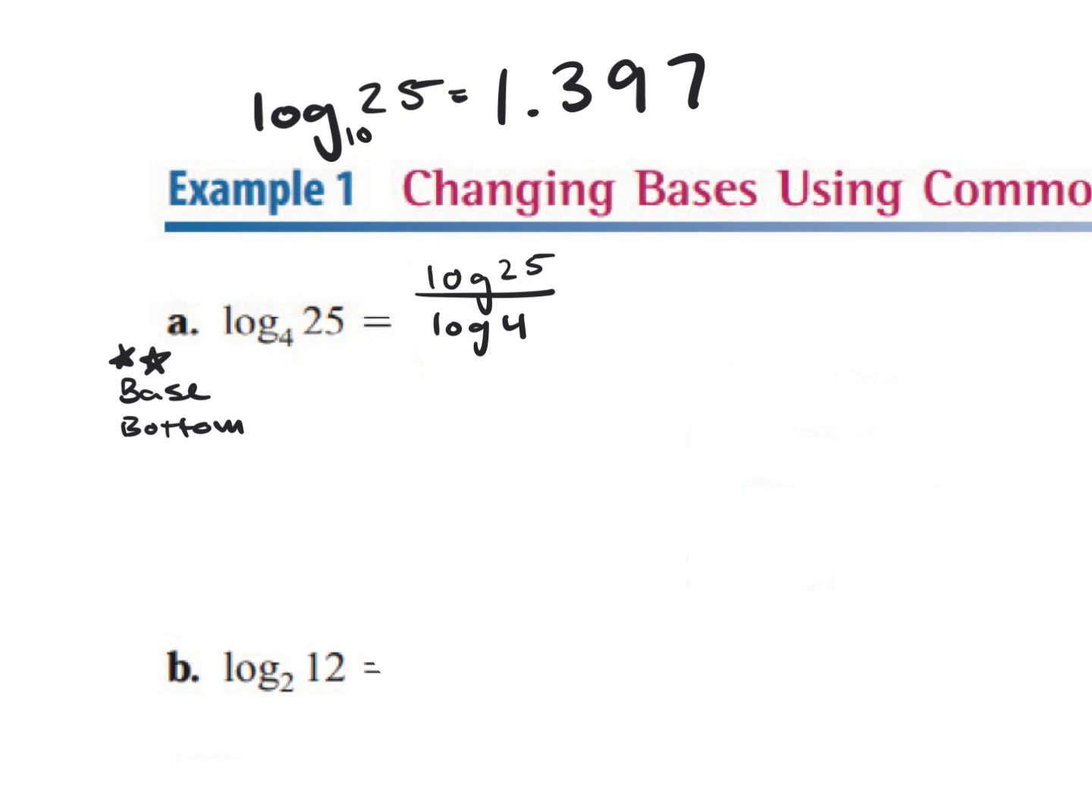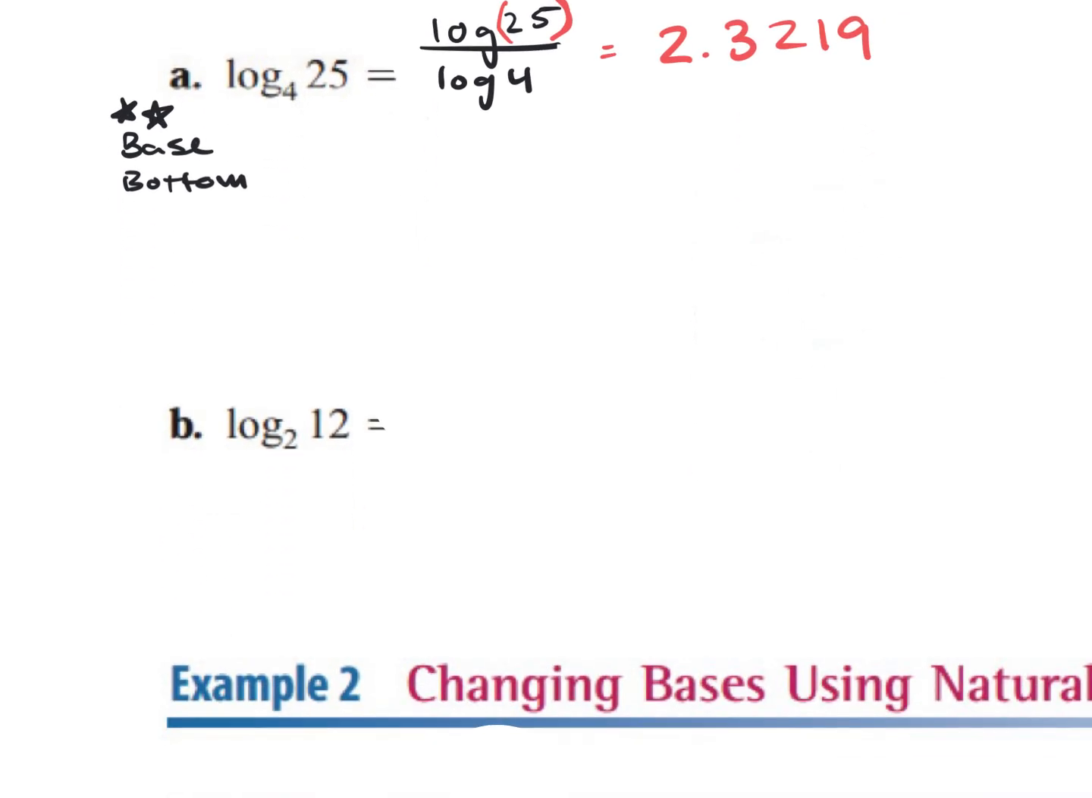We're going to put this into the calculator. Be careful when you put it into the calculator. Most calculators would do log of 25 and open a parenthesis here. You have to make sure you close the parenthesis before you divide it by the log of 4. When I do the log of 25, I'm going to close the parenthesis and then divide it by log of 4. So you should get 2.3219.